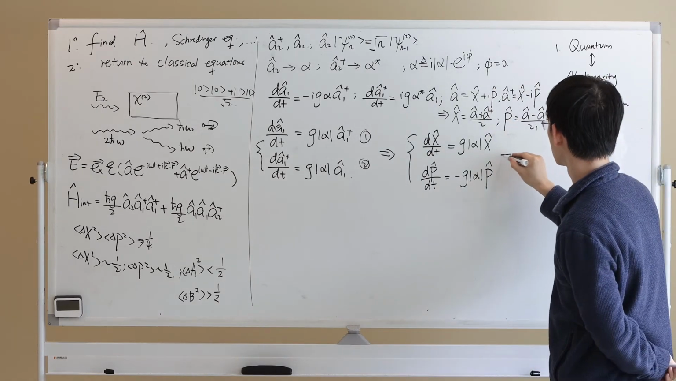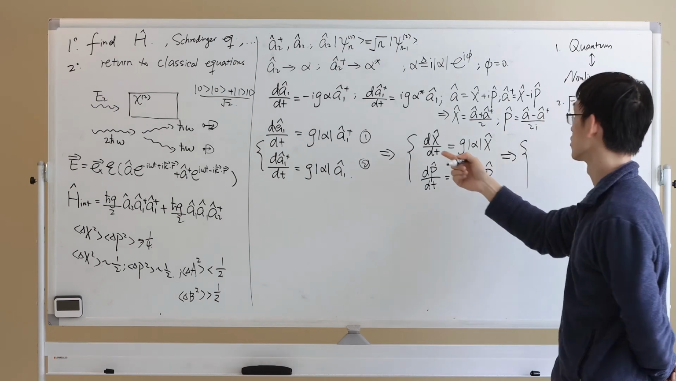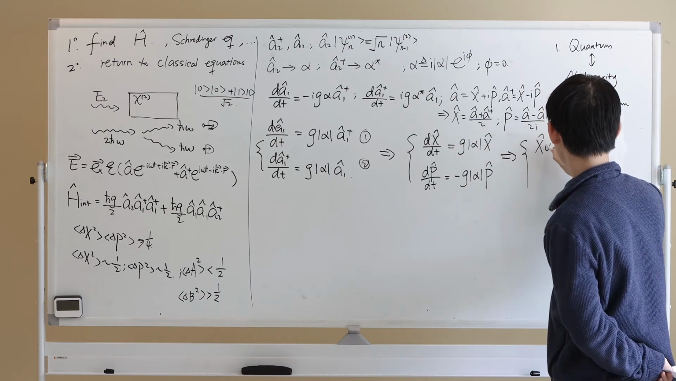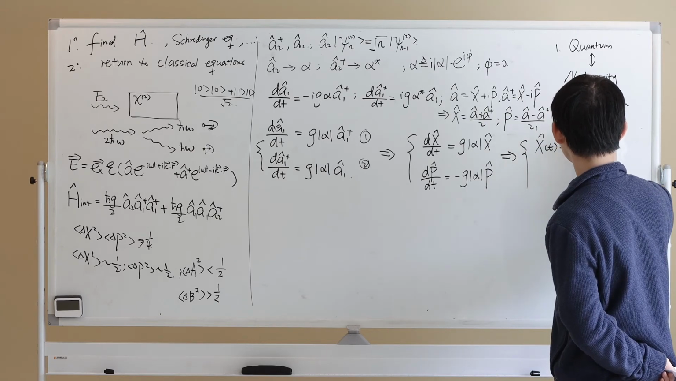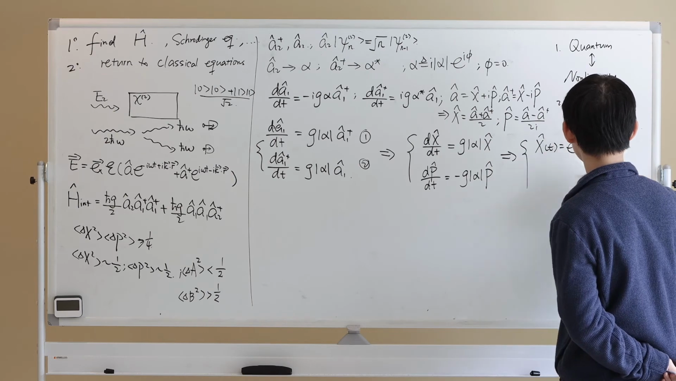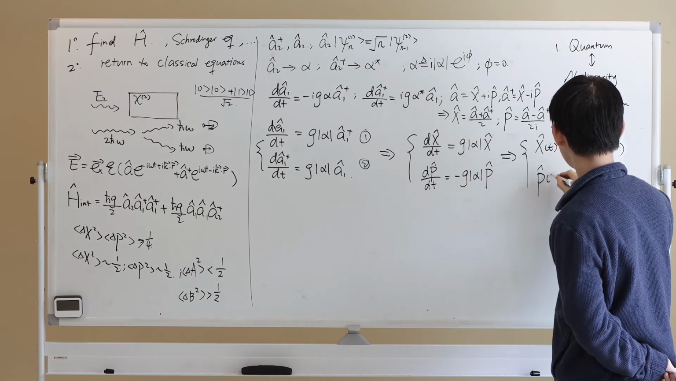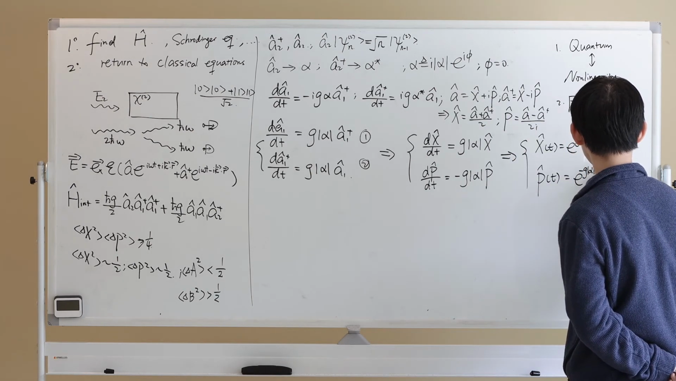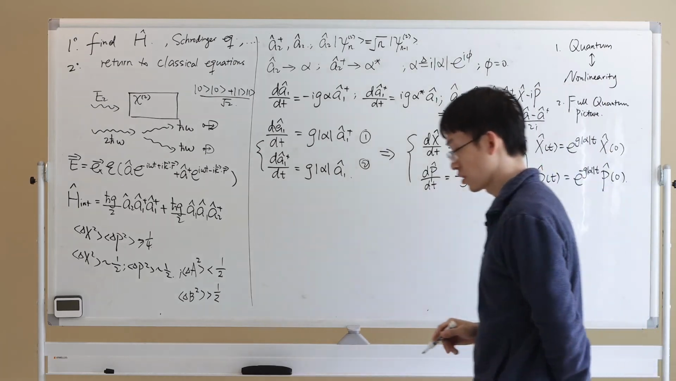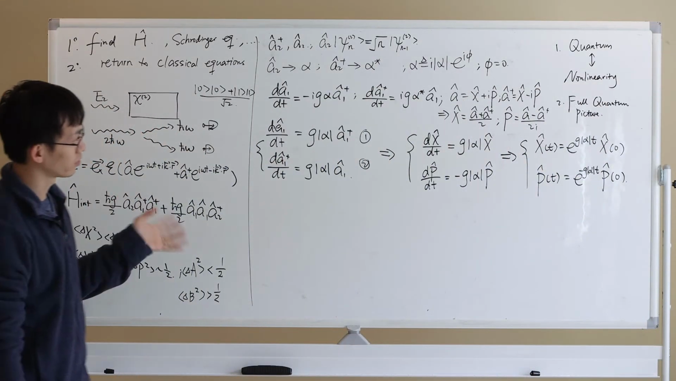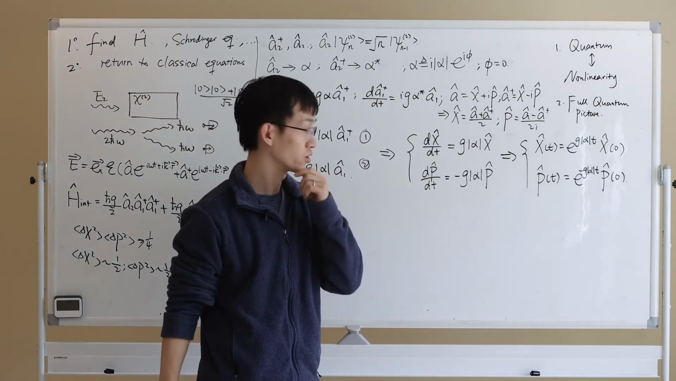So this one is extremely simple to solve now, right? Because this is just an exponential solution. x(t) equals e^{g alpha t} x0, and p(t) would be exponential minus g alpha t p0. Now we can take a look at this equation here.